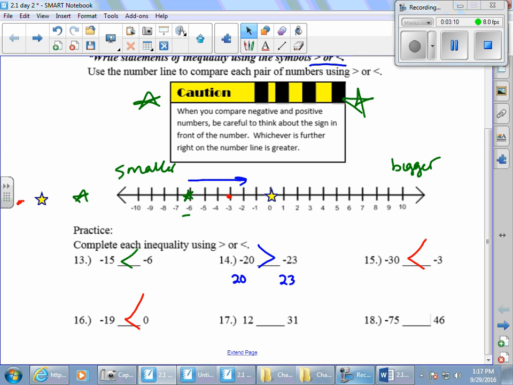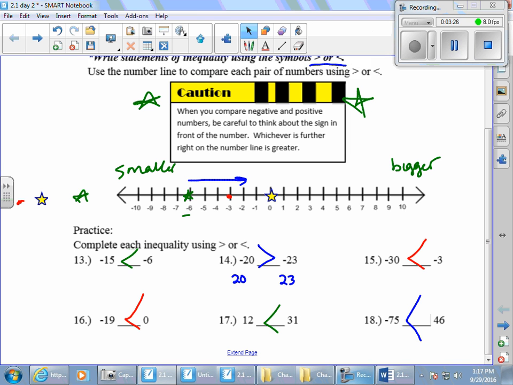Here we have two positives. We have 12 and we have 31. We know 31 is bigger. With negative 46 and a positive, it's a negative and a positive. The positive is always bigger, so positive 46 is bigger.